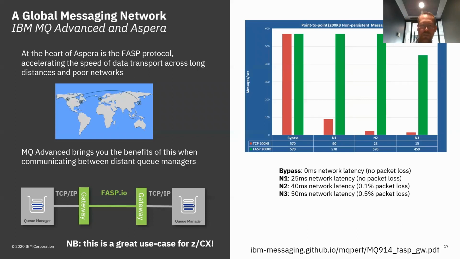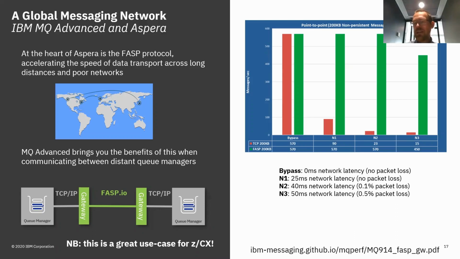And by doing this, most of the time, the bit where the latency and packet loss is going to occur is going to be between the two gateways, and FASP deals with it way better than TCP/IP. And if we look at the picture on the right, you'll see what I mean by way better. So here we've got a number of different scenarios where the red columns are just using TCP/IP, and the green columns are using the FASP gateway. And in both cases, we're using MQ channels to transfer 200K messages over a certain amount of distance. So in the first column, this is basically showing you what happens if we've got no latency and no packet loss. They kind of get the same level of performance.